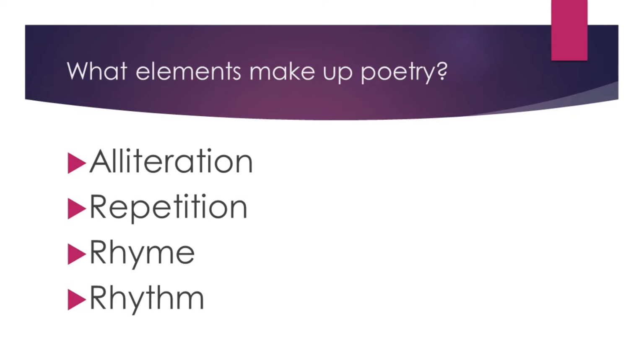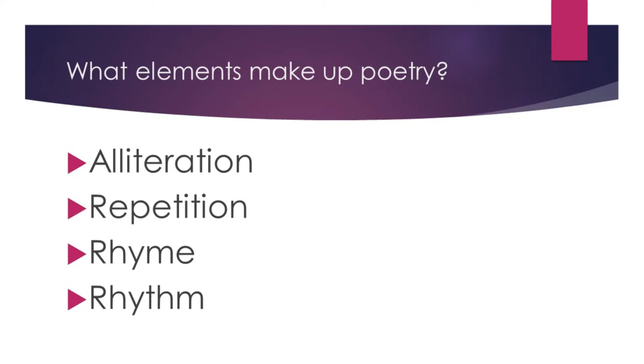Another element that you can use in your poetry writing is repetition. Repetition is when you use the same word over and over and over again, and in doing that you're stressing its importance in your poem. The third element that makes up poetry is rhyme. Words that rhyme have the same sound at the end. And so when you're writing a poem, on each line, if you have words at the end of each line that sound the same, then you've created a rhyme.